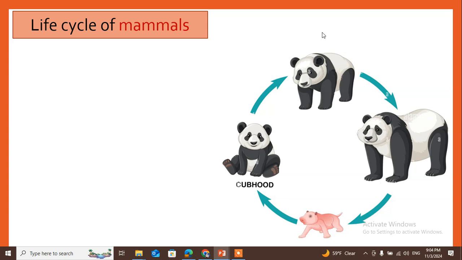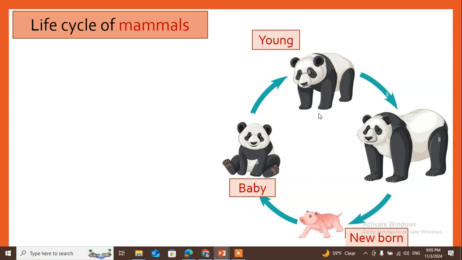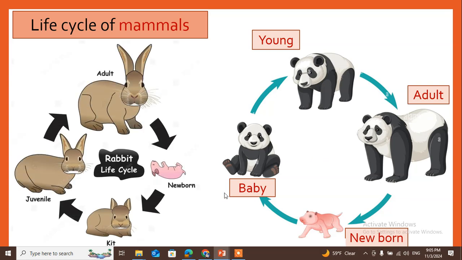As we mentioned before, they give birth. So, mother panda, the adult female panda, gives birth to a newborn. This is a newborn. It will grow until it's a baby. It will continue to grow to become a young panda. Then it will become an adult. Let's have another example. This is a rabbit life cycle.